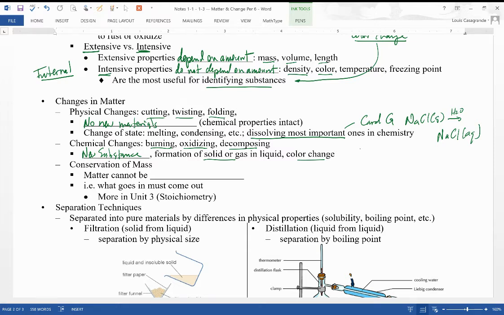Conservation of mass tells us that matter cannot be created or destroyed. And so what's going to happen is that any mass that goes in must also come out. So the mass of the reactants has to equal the mass of the products. And we will see this in a lab later on in Unit 3.